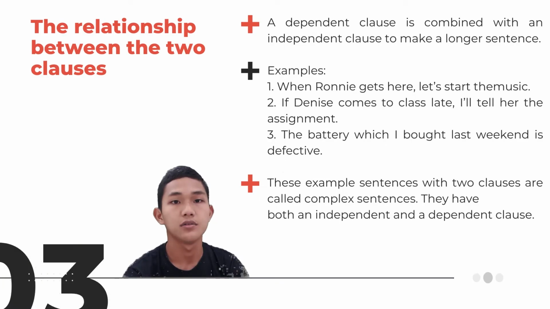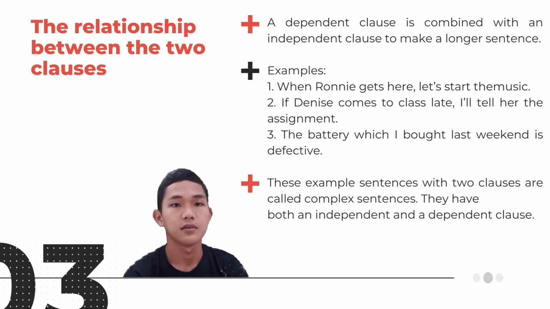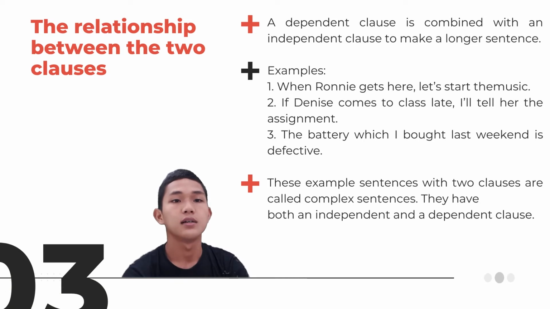A dependent clause is combined with an independent clause to make a longer sentence. Example 1. When Ronnie gets here, let's start the music. 2. If Dennis comes to class late, I will tell her the assignment. 3. The battery which I bought last weekend is defective. These example sentences with two clauses are called complex sentences. They have both an independent and a dependent clause.